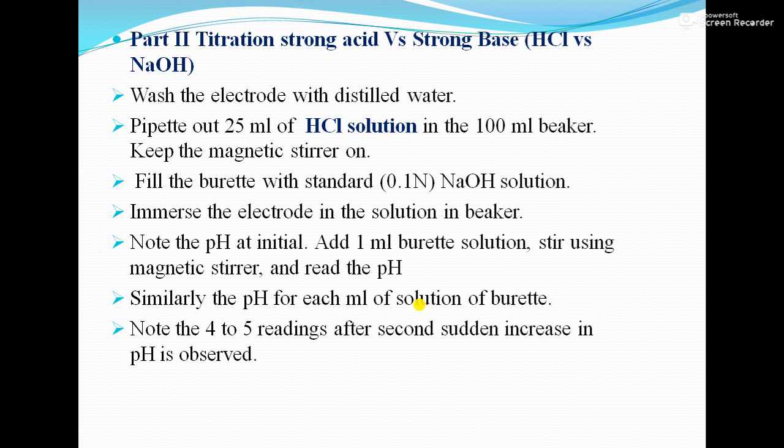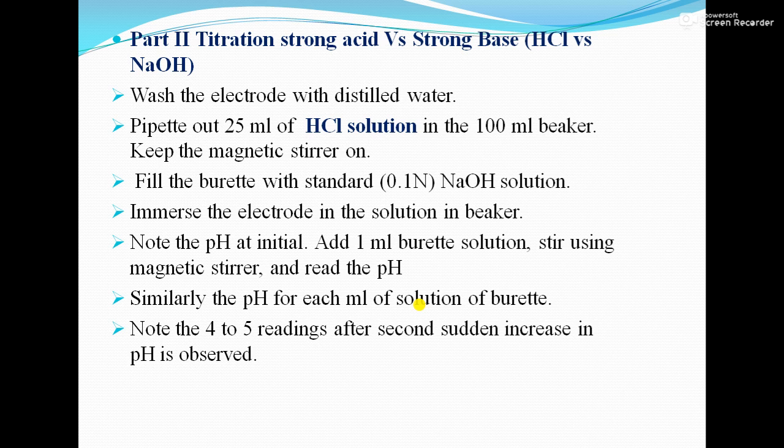Then the second part is titration of strong acid versus strong base. So as in the case of conductometry, we have taken HCl in the beaker and NaOH in the burette. Similar is the case, but in that case we measured conductance, so we got a V-shaped graph, and in this case we are going to measure pH.